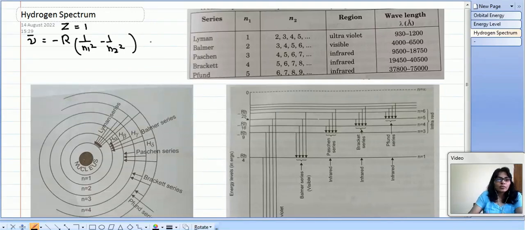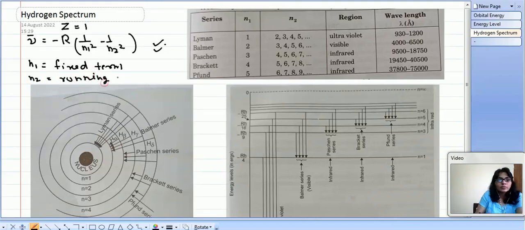And this is the equation for all these series. This is the basic equation, that the nu bar or the wave number is given by R times 1 upon n1 square minus 1 upon n2 square. Here n1 is the fixed term or fixed energy level, and n2 is the running term. Running term means that it may be changed or it may take different values.